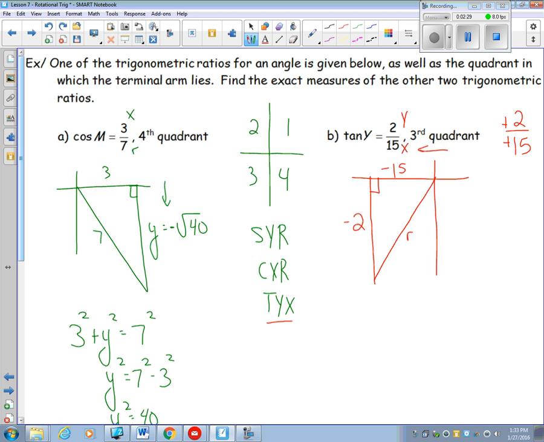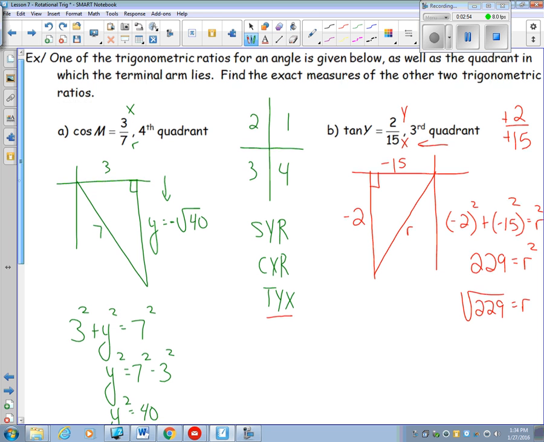Okay, we're missing r. So what do we got? x squared and y squared. The order doesn't matter here. I put them in the opposite order this time, but we're squaring them and adding them. We're going to get 229 for r squared. That doesn't root nicely, so r is going to be root 229. r cannot be negative, just to point out. r is the radius of a circle, it's a measurement. So we never get a negative for r, though x and y can be negatives.